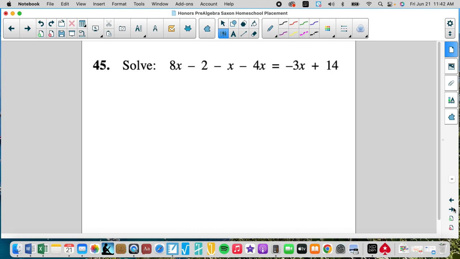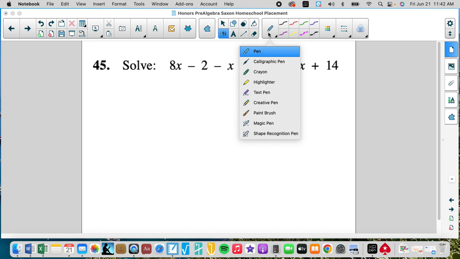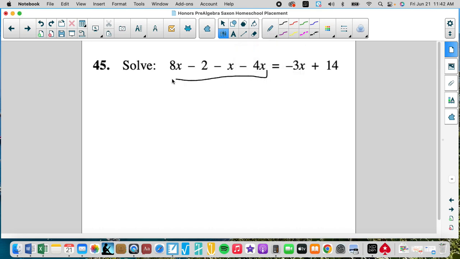Solve. So first thing we want to do, we have multiple variables. We have constants on both sides. So what we're going to do is we're going to simplify the sides first. Let's simplify if we can. We're going to combine like terms. We have positive 8, negative x, negative 4x. That gives me 3x minus 2 equals negative 3x plus 14. I always move the variables first. We're going to move the variables to one side, the constants to the other. I'm going to move the 3x over.